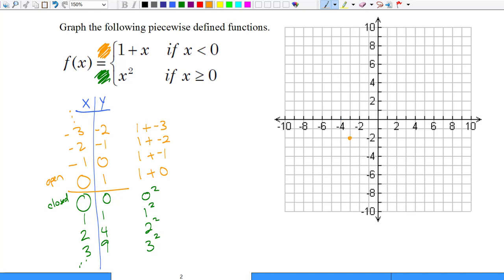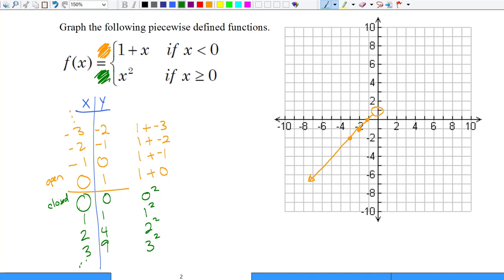Negative 3 comma negative 2, negative 2 comma negative 1, negative 1 comma 0, and 0 comma 1. But when I graph 0 comma 1, I'm going to put a big old fat open circle. I know I exaggerated that really open, but I just want to make sure everyone could see it. Clearly this is going to be a straight line, so I'm going to continue that line with an arrow because I could have picked negative 4, negative 5, negative 6. I can't be here all day, so once you get the pattern, then you can draw your straight line. Okay, so that's the orange part.